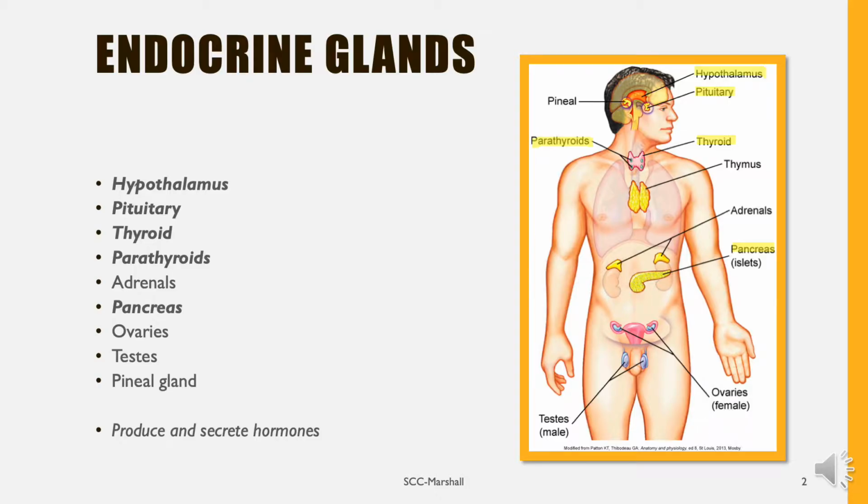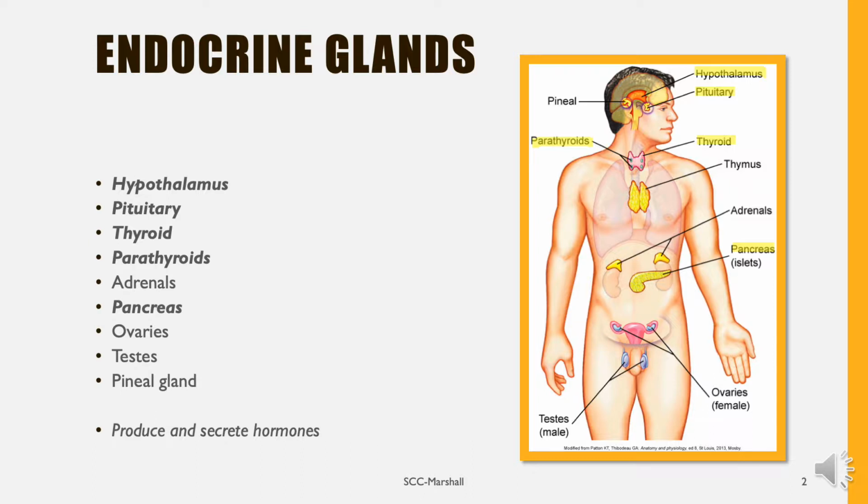This slide shows all the glands that make up the endocrine system. The ones that are in italics and bold on the left and also highlighted in the picture are the ones that we're going to focus on in block 2. The remainder you'll get when you get into block 3. The picture that's here shows the location in the body of each of those glands.